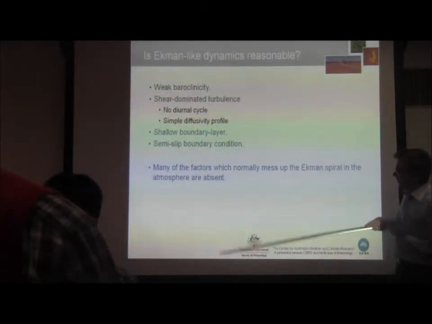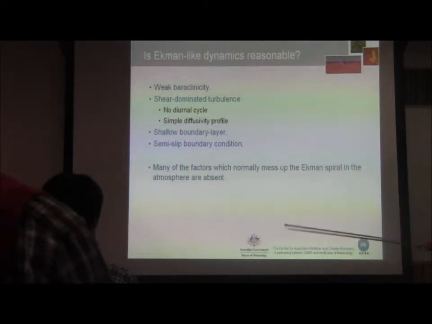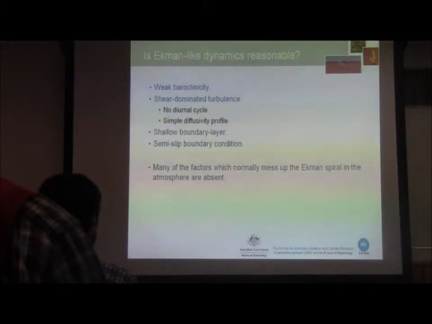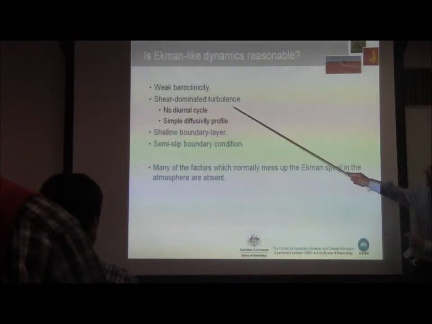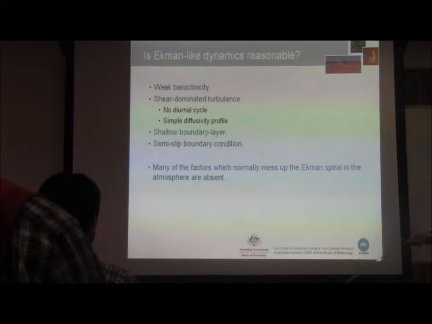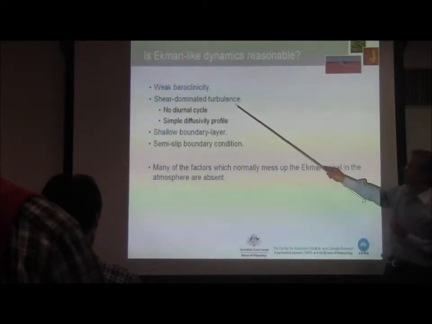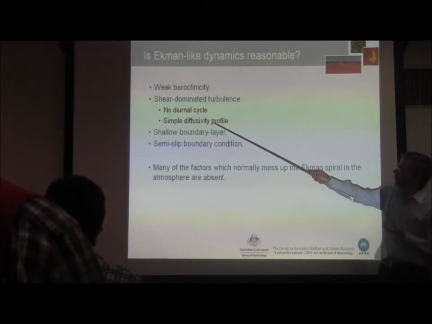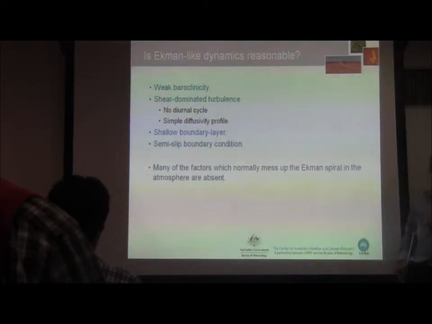Well, the sort of things that mess it up in the normal atmosphere: baroclinicity is often one, and due to thermal wind equation effects, you can have the wind turning in either direction with height. Another one that often messes it up in the real atmosphere is that the turbulence structure is very complex because you've got strong thermal effects on the turbulence. Whereas in a tropical cyclone, there's no diurnal cycle, so you haven't got the boundary layer growing and decaying as the stability changes. And the turbulence is predominantly shear generated, so the diffusivity is actually quite simple.